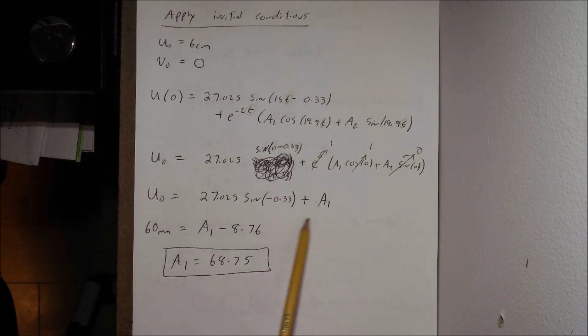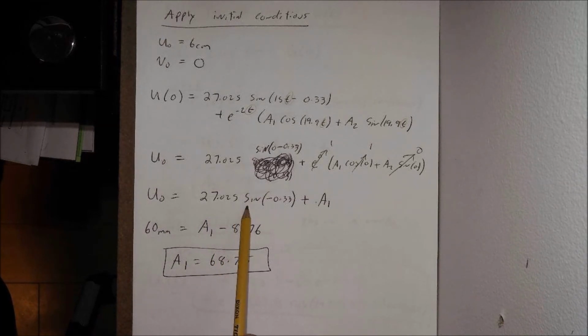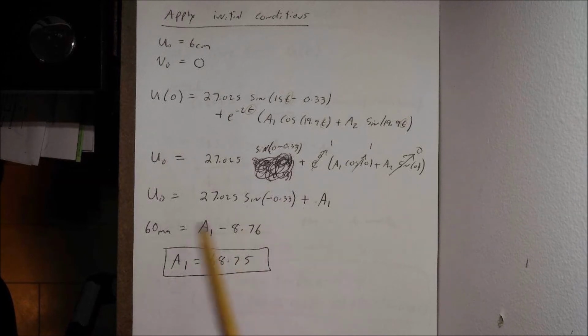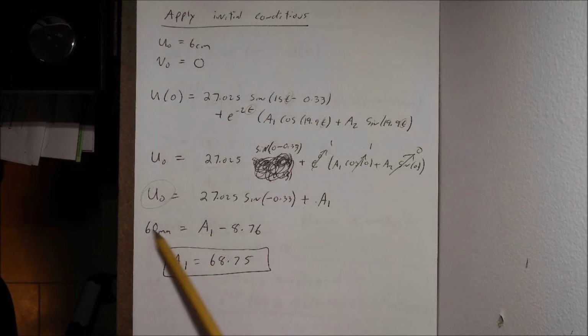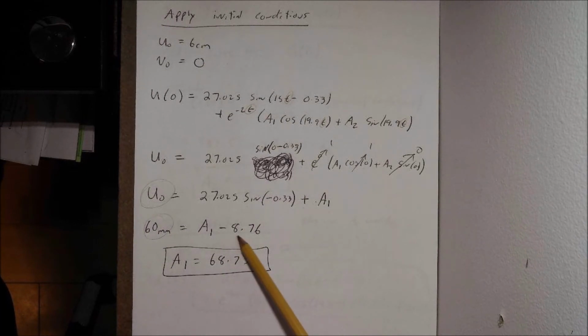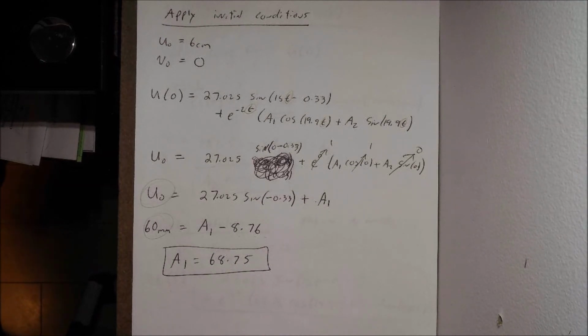So we're left with u naught is equal to 27.025 sine of negative 0.33 plus a1. Plug in our known value for our initial condition, 60 millimeters for u naught, is equal to a1 minus, when we do our math out here, 8.76, or a1 is now equal to 68.75. So from the initial conditions and our u of t, we were able to come up with a value for a1.